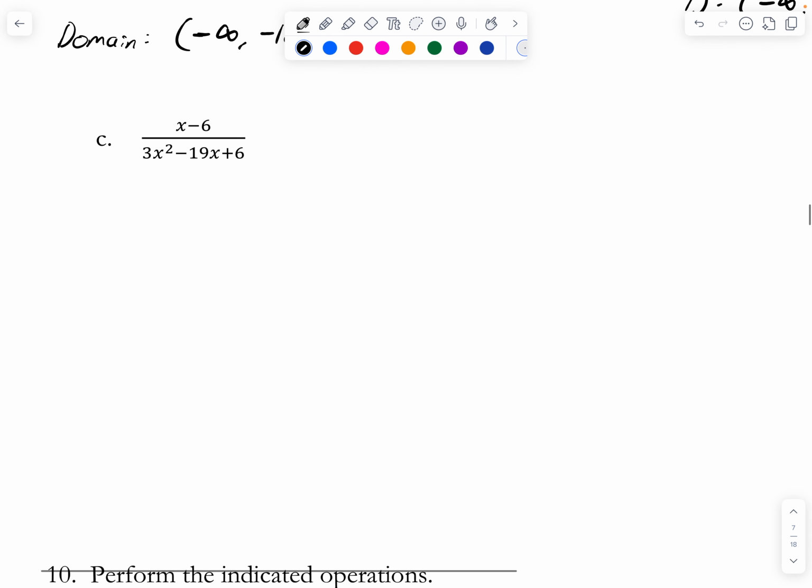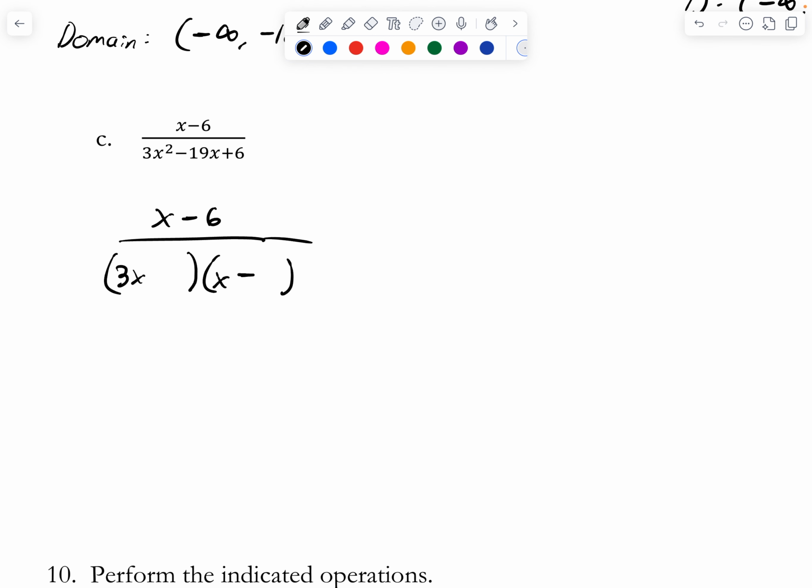Let's factor this one. So I have x minus 6 on top. Now, if you want to do the split the middle, you can. I know there's just not that many options for getting negative 19. So I'm going to write minus 6 here and minus 1 there. If I foiled, I would get 3x squared minus 18x minus 1x, which gives us the negative 19x. And then negative 1 times negative 6 is positive 6. Again, you can do the split the middle like we did in part A, but I know how to do this without that. So that's why I'm just going straight to it.